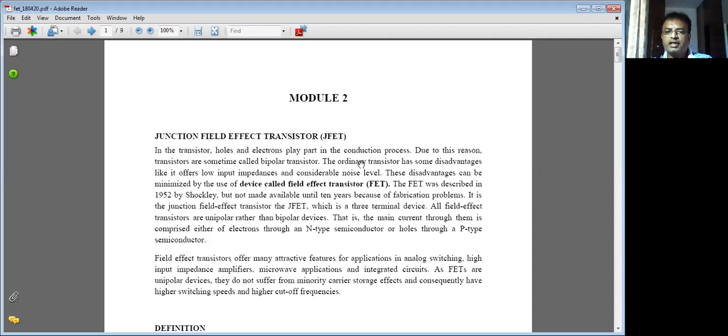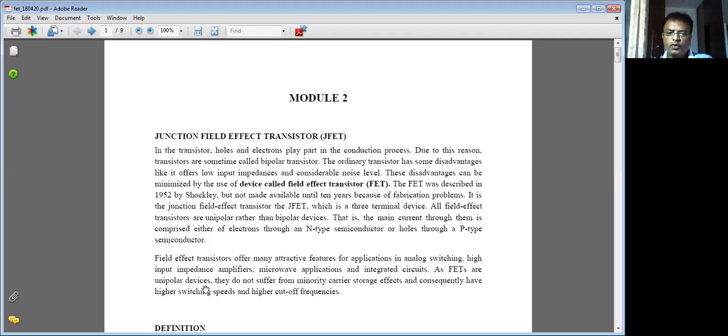But compared to a BJT, bipolar junction transistor, the JFET or field effect transistor is a little bit faster. The switching time is fast. Here in the last paragraph, field effect transistors offer many attractive features for applications in analog switching, microwave applications, and integrated circuits. In integrated circuits, FETs are preferred over BJTs.